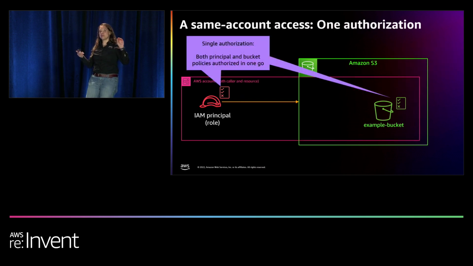Conversely, when the principal and the bucket are in the same account, well, now we have one authority issuing policies. And so these policies get authorized in one go. We take the principal policy and the bucket policy, we authorize them together, and the rules of IAM is at least one matching statement needs to say allow, and none of them need to say deny. So what that means is that when we are doing the same account access, if either of them has that allow statement, and of course if neither of them has a deny statement, then the access is allowed.